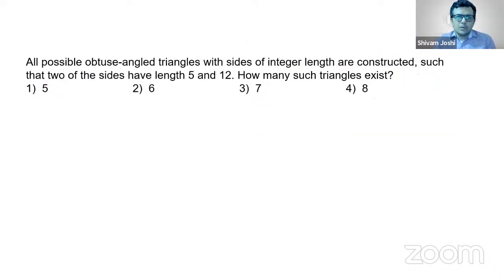All possible obtuse angled triangles with sides of integer length are constructed such that two of the sides have length 5 and 12. How many such triangles will exist? I think this is what we'll take with the triangles part 2, because so far I have not discussed what an obtuse angle triangle is. So we'll just wait for some more time before we discuss this, right?